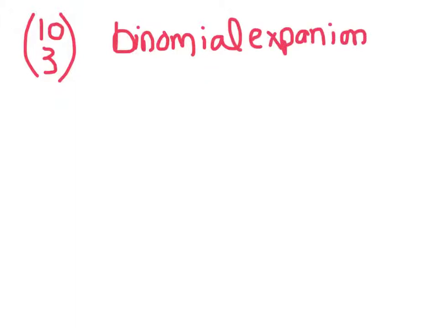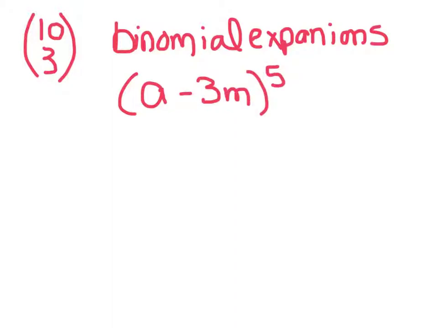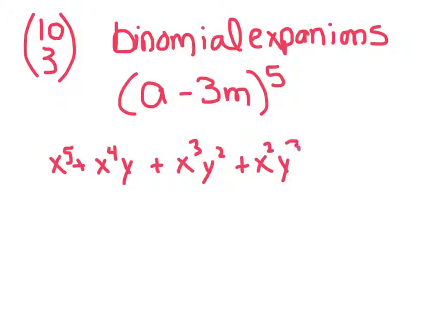Let me, not that simple, but anyway, let's say we had to expand (a - 3m) to the 5th. So you're going to have to write out x to the 5th plus x to the 4th y plus x cubed y squared plus x squared y cubed plus x y to the 4th plus y to the 5th.